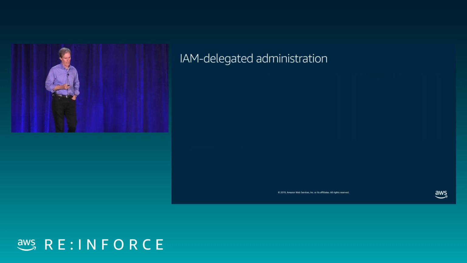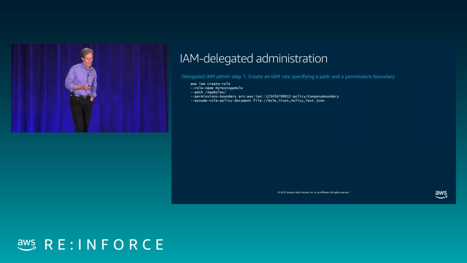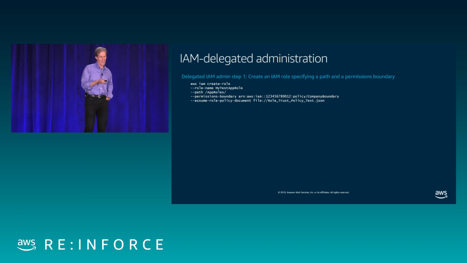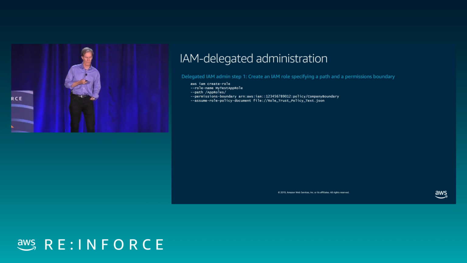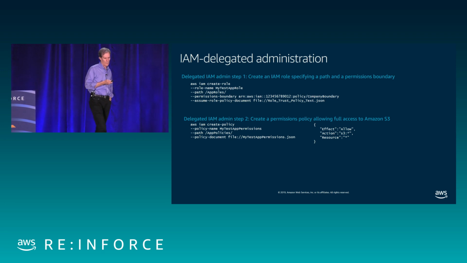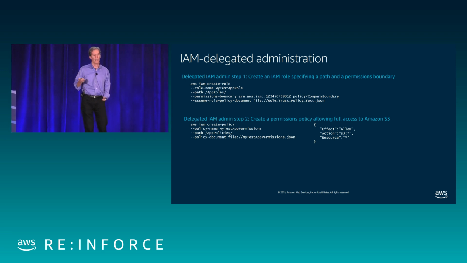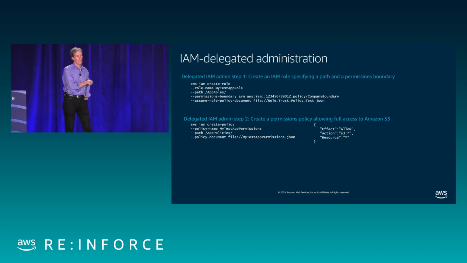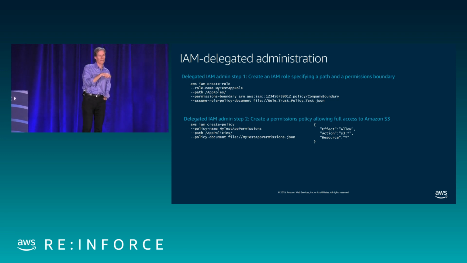So the next step we have here is someone attempting to create a role specifying a permissions boundary. So they're doing the right thing here. This is another admin going along, creating a role, and it's called My Test App Role, and they're saying the permissions boundary is the company boundary. So they've done the right thing here. And now they're going to create a permissions policy allowing full access to S3, the very thing that permissions boundary doesn't want you to do.